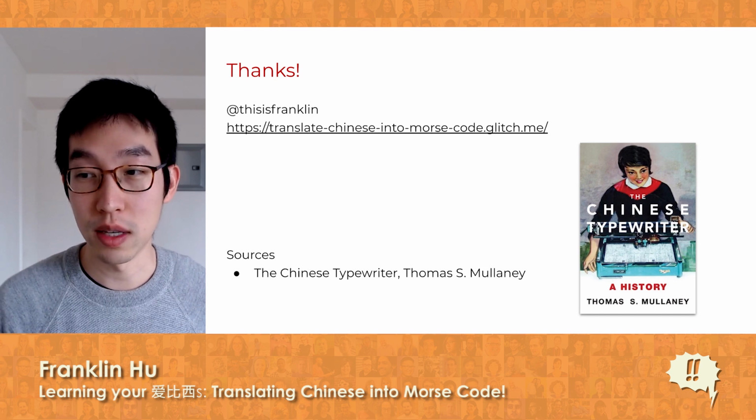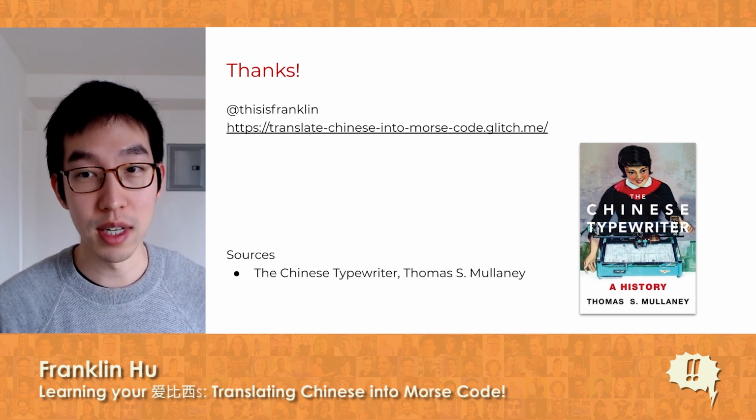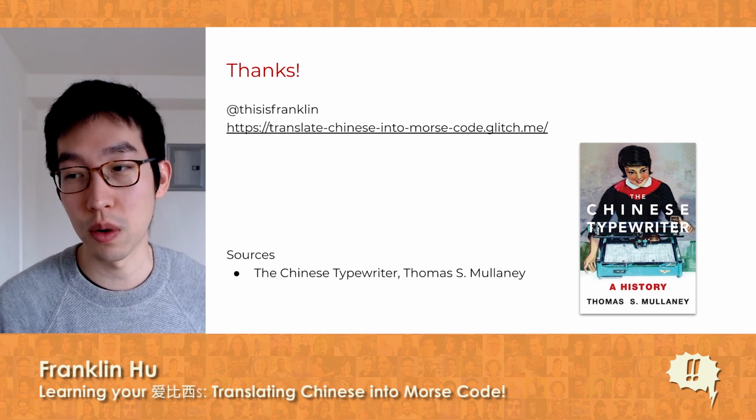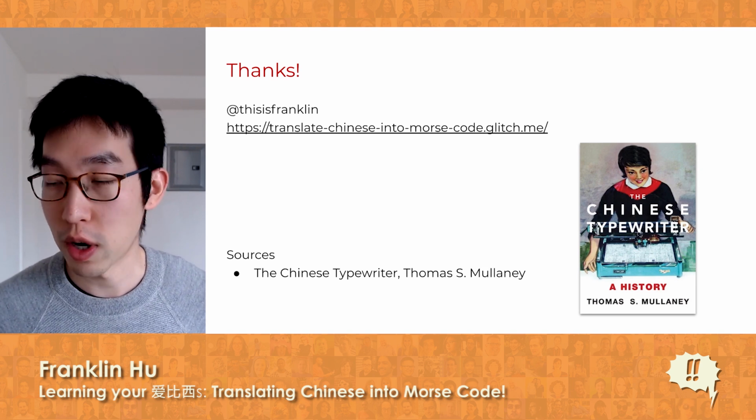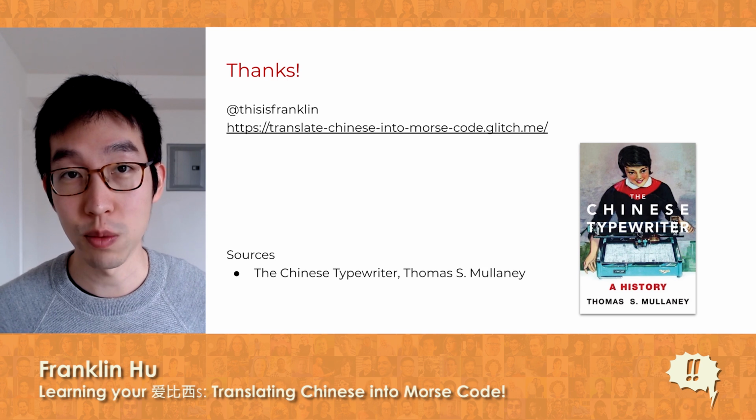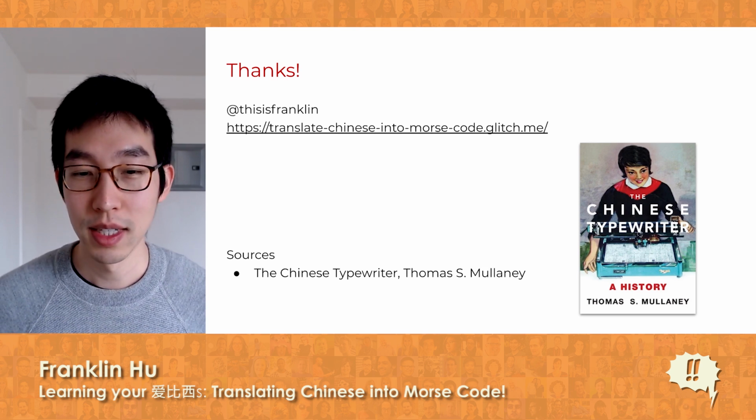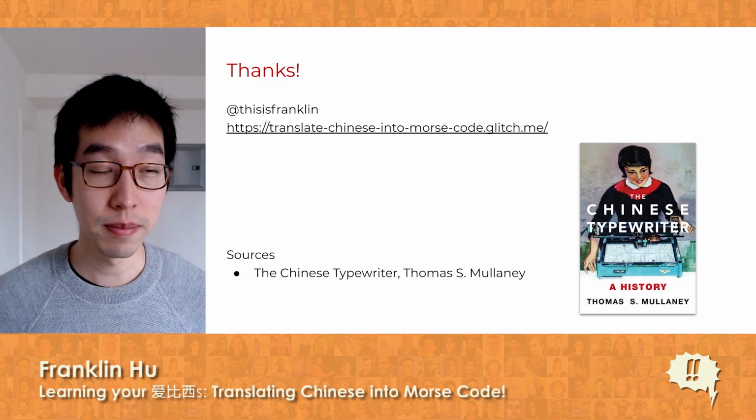I highly recommend this book, The Chinese Typewriter, which goes into a lot more detail about the Morse code stuff, but also all the different ways that people tried to create a typewriter for Chinese, which has a lot of the same types of problems. And yeah, that's about it. Thanks.